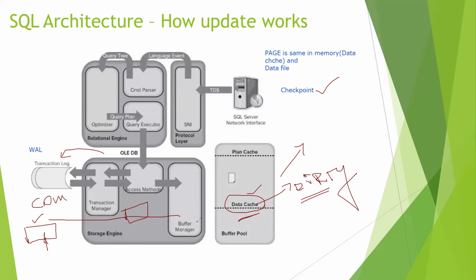Once the pages are the same, the dirty page bit will be cleared. Every page will have a bit, which is nothing but either 0 or 1. If it is a 1, it is dirty. If it is a 0, it is clean, right? So it will clear the bit, either marking the page as dirty or as clean. As soon as the checkpoint happens, the pages are flushed to the data file, and it is considered a clean page.